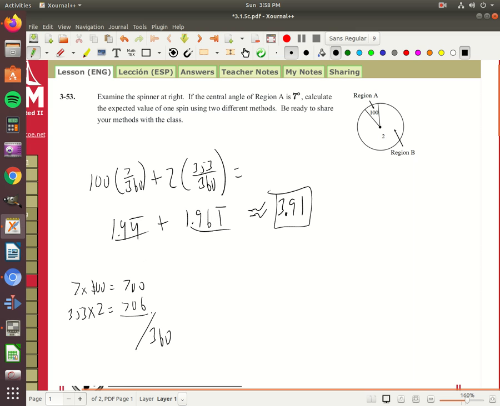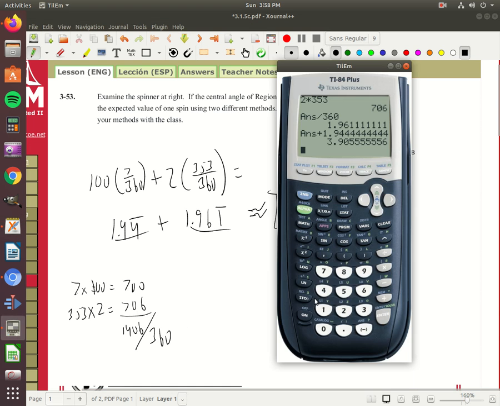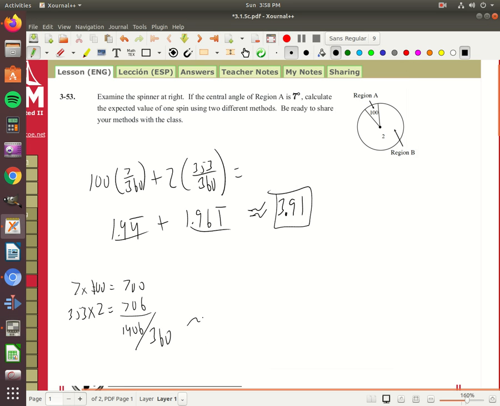But the bottom line is I would make 1,406 points out of these 360. So if I divide 1,406 by that 360, I get an expected value of 3.90. Again, it's about 3.91. So every time I spin this, I expect to get about 3.91 points. And again, I apologize for misspeaking on this. 1.94 is less than 1.96. So this 2 value is higher than this 100 value just because it happens so many more times as far as the expected value goes.